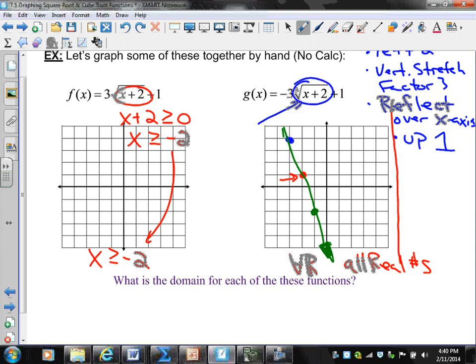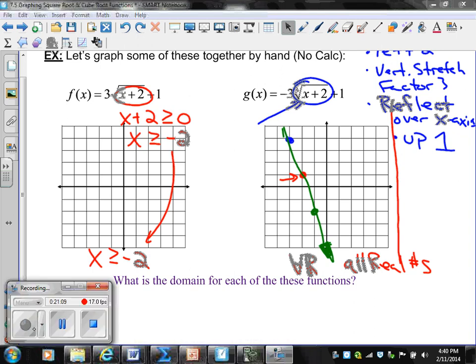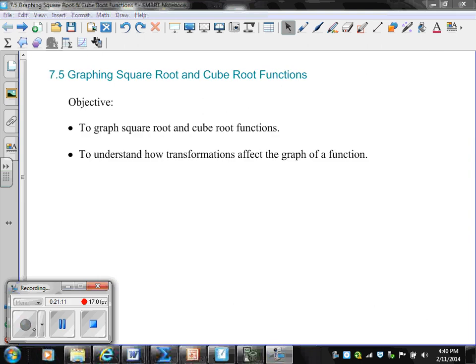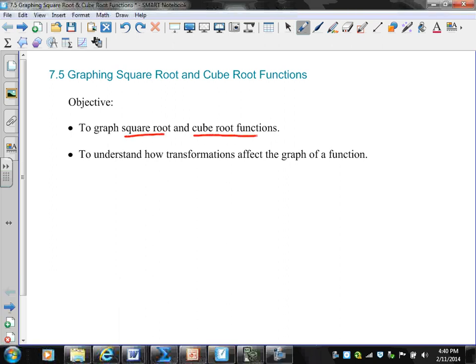Okay, so just a quick little recap here of what I talked about in this video, and hopefully what you learned in this video is we graphed square root and cube root functions. Hopefully you understand how to graph those, and you know what those look like. And we also talked about transformations of functions, and hopefully you can tell just by looking at a function what the transformations are going to be and how that affects the graph.